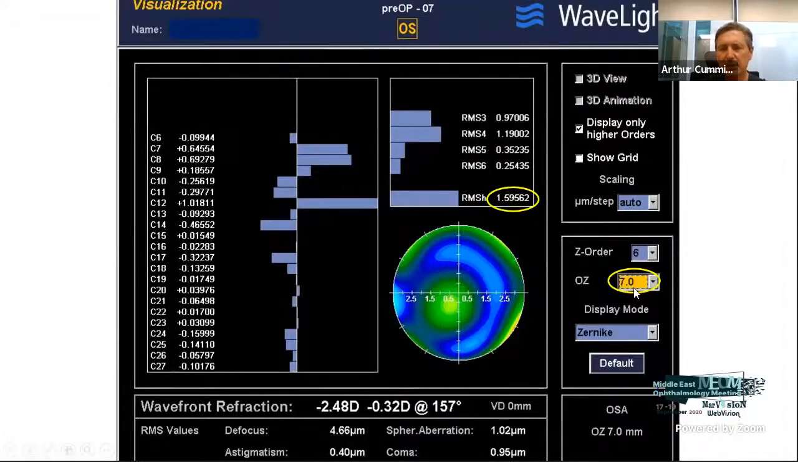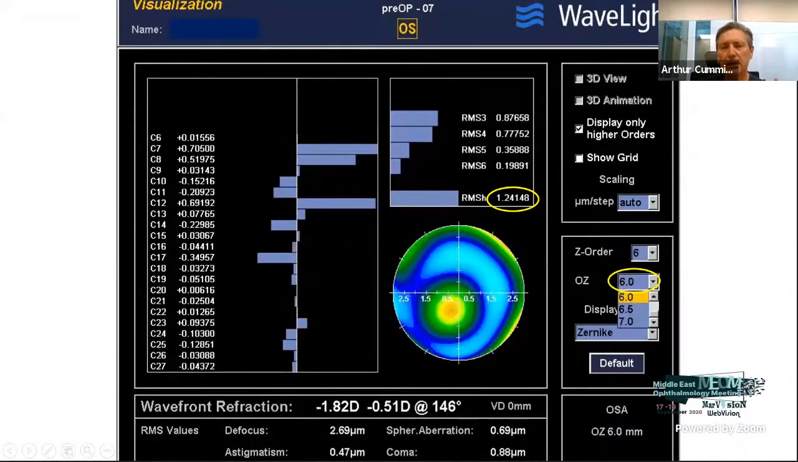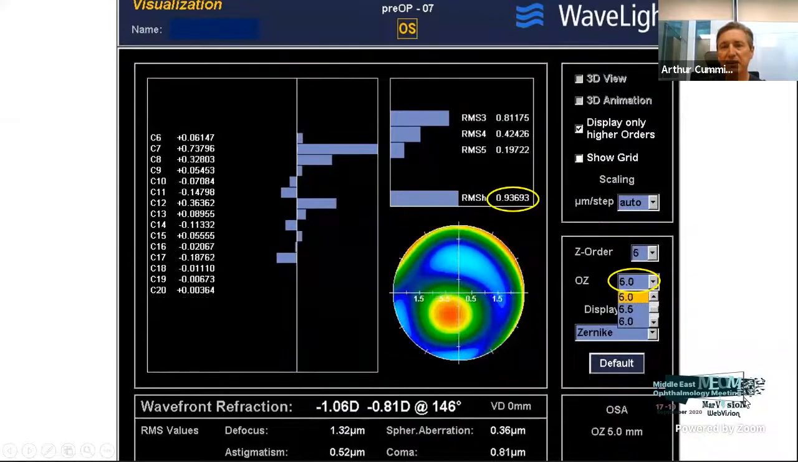So look at this patient. His pupil's large. He's got very high HRMS, and he has a lot of spherical aberration, C12. Then you'll see as the pupil becomes smaller, his aberrations are now almost C12 and C7 equal. And as his pupil is now small and he's in the office working, suddenly the only aberration he has is coma, and the spherical aberration is very small.